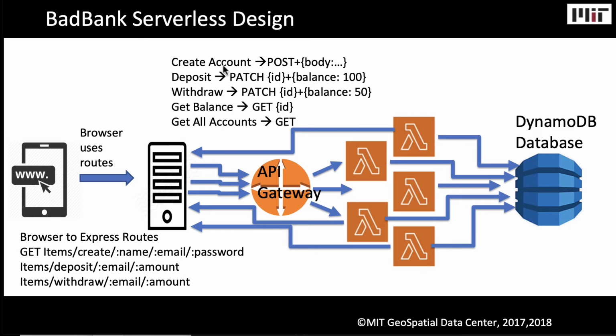So up above here, I show that the create account now is a post, and the body is going to be a JSON file, which is going to be a row in the database. So it'll set up an account in the database. And that's going to be routed to one of the Lambda functions, say this top one here, and that will set up an account in the database.